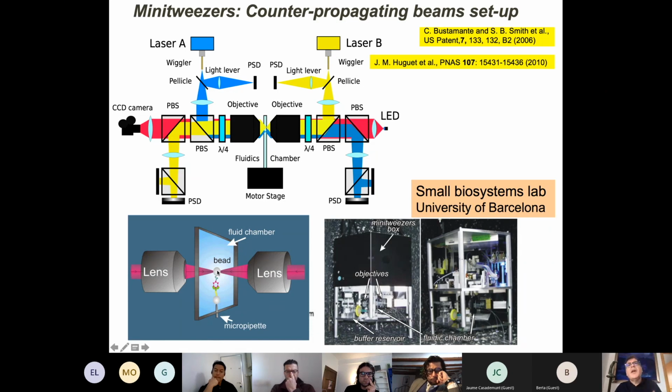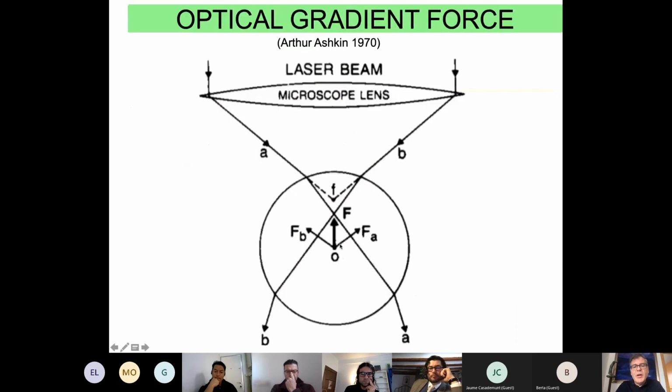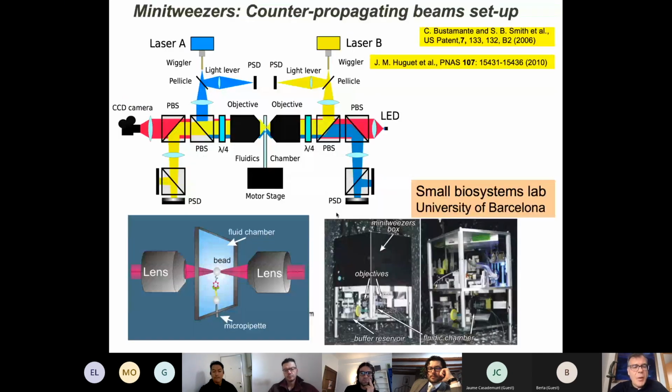And what you want is that the optical gradient force, which is this force here, which goes in the optical axis direction, is much higher than the so-called scattering force, which is a force that is, if you want, a consequence of the light pressure exerted by the beam on the bead. So you want to have a very stable optical trap. You want a high optical gradient force, and therefore we use the counterpropagating beams.